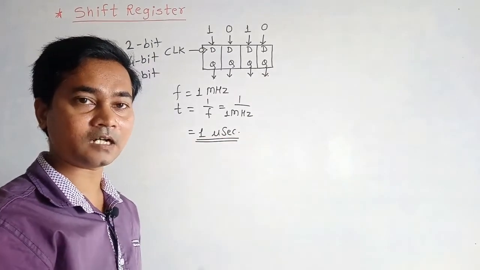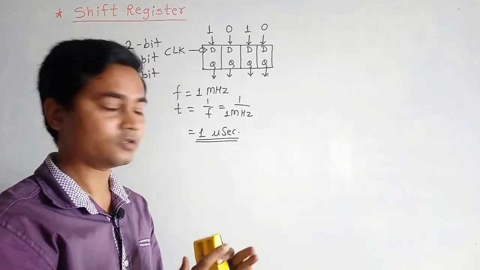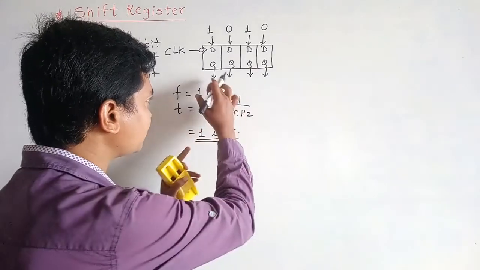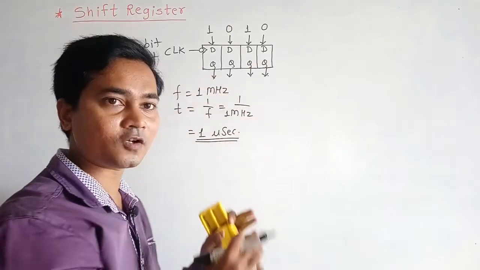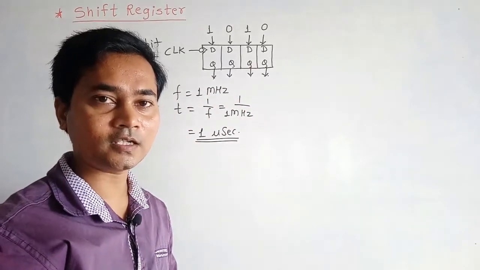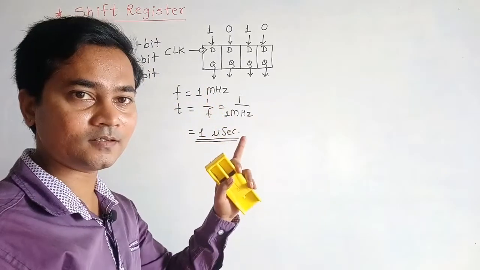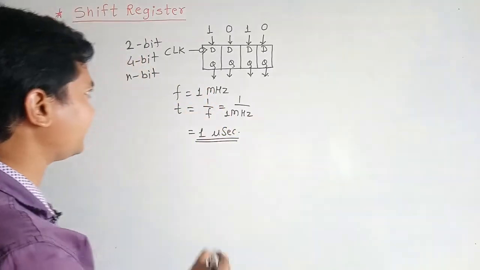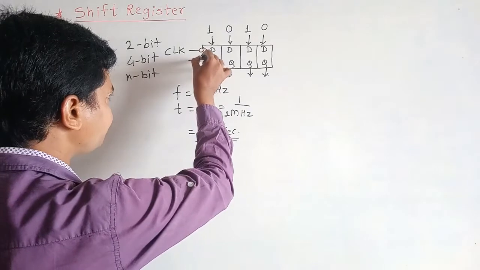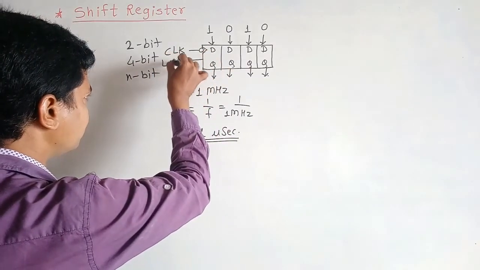But our requirement is to hold the outputs for 100 microseconds. Then what can we do? We can have one more signal at the shift register, and that is the load signal.